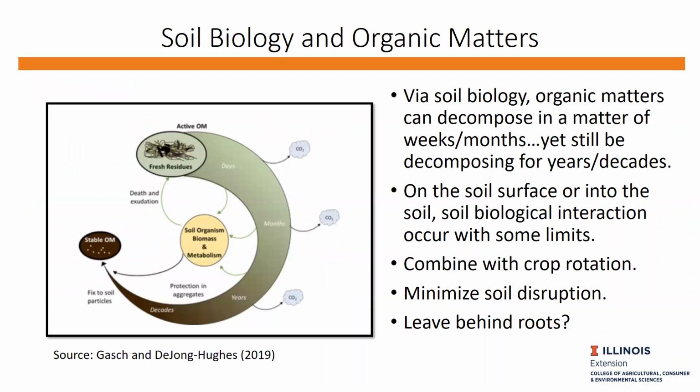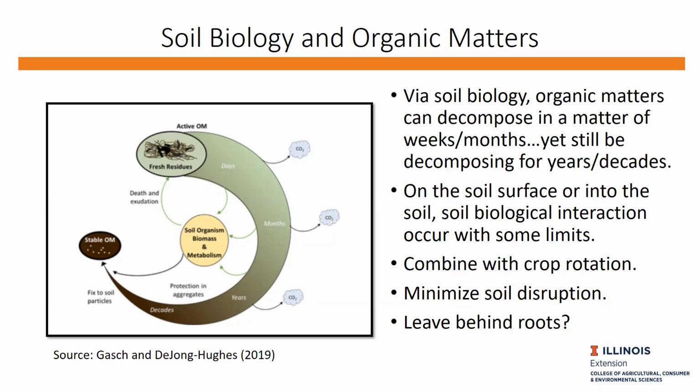So via soil biology, organic matters can decompose in a matter of weeks, months, yet they can still be decomposing for years and decades. The photo that you see here kind of shows this in some capacity, where fresh residue is breaking down after days with soil organism, biomass, and metabolism. After months and years, the same product is still breaking down, and then it could be decades before it finally enters the stable organic matter. Yet again, we are still losing some of this to the atmosphere in most cases.